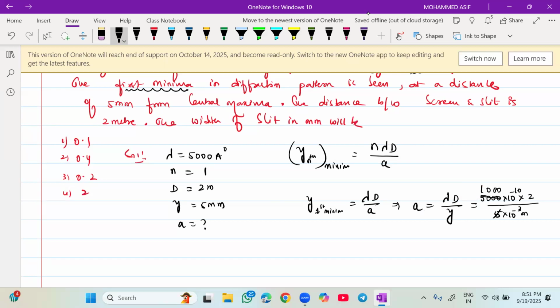Okay, so simplify this one. How much am I getting right now? So 2 into 10 to the power minus 4. Very good. So that will be equal to 2000, which right now for me is 20,000 into 10 power minus 7. So that will be equal to 0.2 into 10 power minus 3 meters. So the answer right now for me is 0.2 mm.